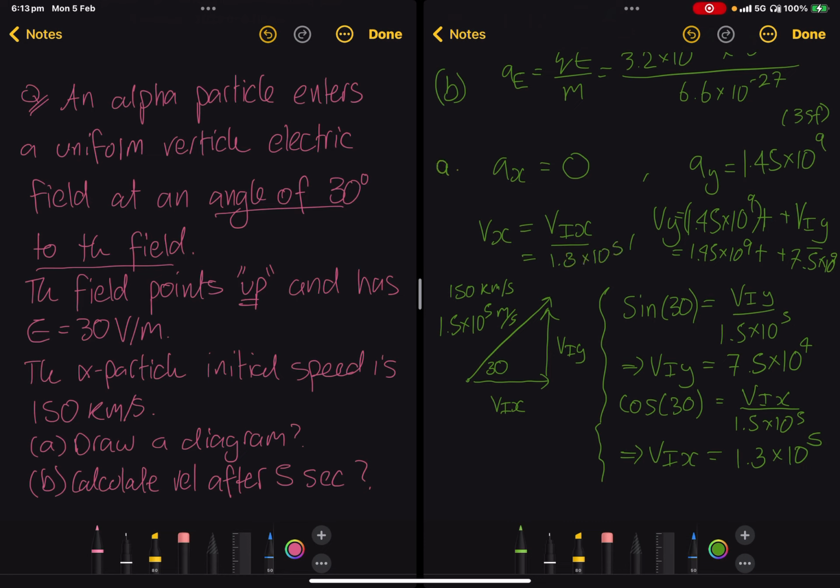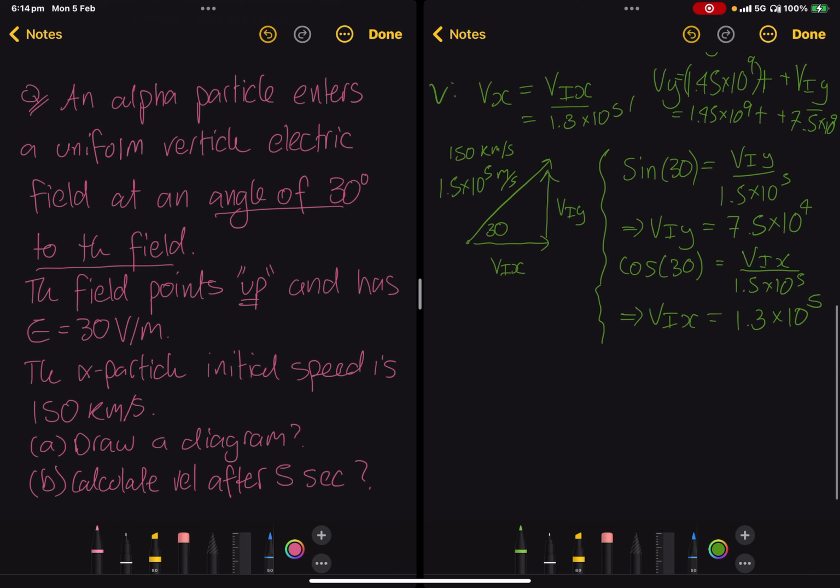So we have the accelerations. We have the velocities. The question actually tells us to calculate the velocity after 5 seconds. We don't need to do the positions in this case. You could also do the positions here because you find accelerations, then velocities, then positions. But we don't need the positions. We just need the velocities. So if t is 5, this implies the velocity in x is 1.3 times 10 to the 5. It's just a constant value.